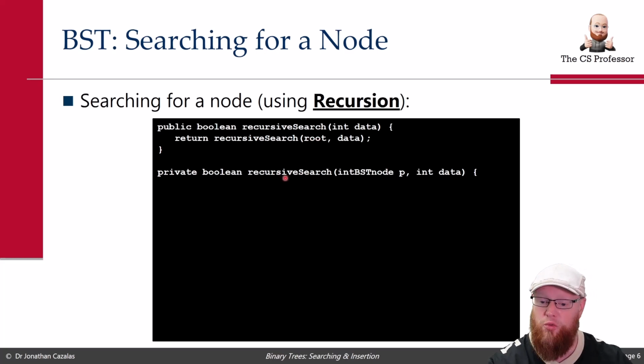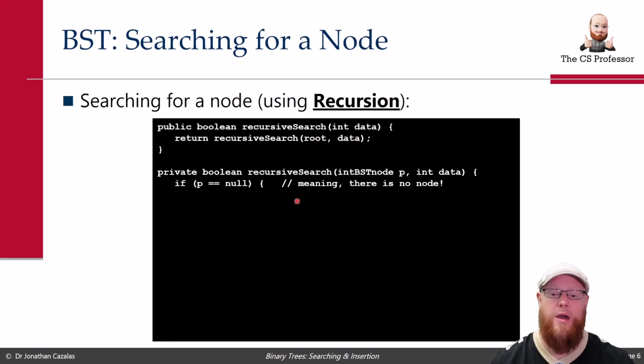But let's look at the real recursive search method. So we're looking for this data starting at node P, which is our root. We sent over the address of the root, it got saved into node P. We say right off the bat, if P is null, meaning at the beginning, if there wasn't even a tree, then we need to just return false. We never found it.